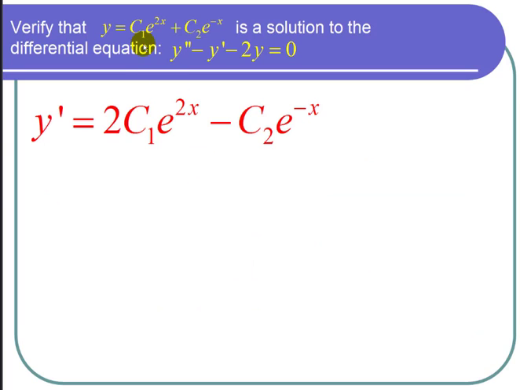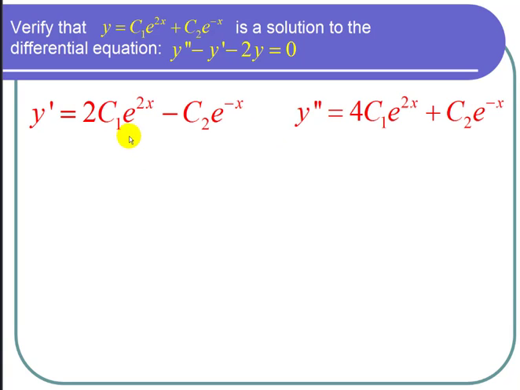And what we do first is we have our y. Let's find our derivatives. We need to get y prime and y double prime so we can plug in. So to take y prime, we use a chain rule. The derivative of 2x is 2, and the derivative of e to something is e to something. So I get 2c1 e to the 2x. And I use a chain rule on the second term also. The derivative of negative x is negative 1. That's why I have a minus sign here. And the derivative, again, of e to something is e to something. So there's y prime.